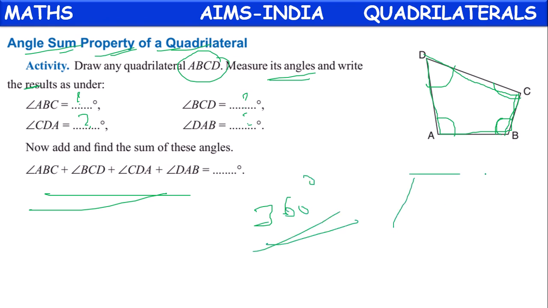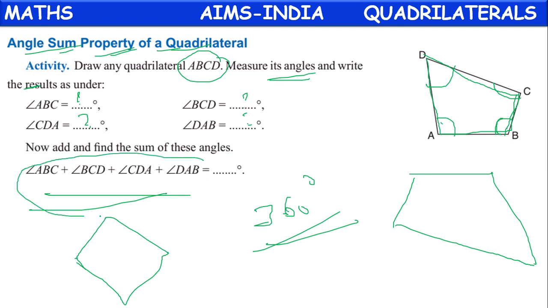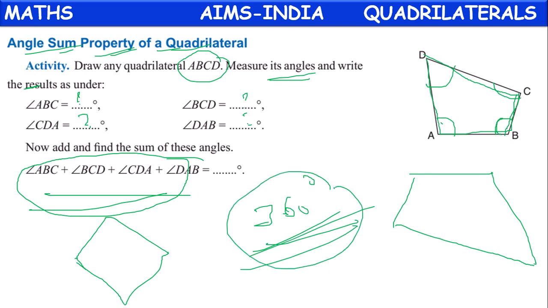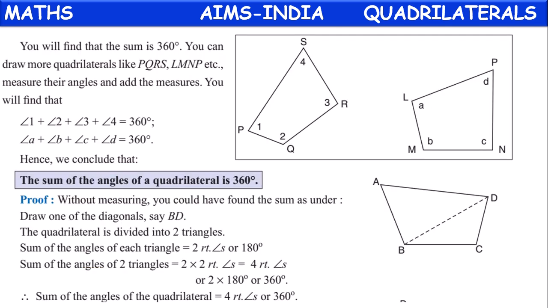You can draw different types of quadrilaterals. Try with different types of quadrilaterals. Any quadrilateral you can draw. The values of ABCD may change, but the sum of ABCD will always be equal to 360 degrees. That will never change. So the sum of angles in a quadrilateral is always 360 degrees.